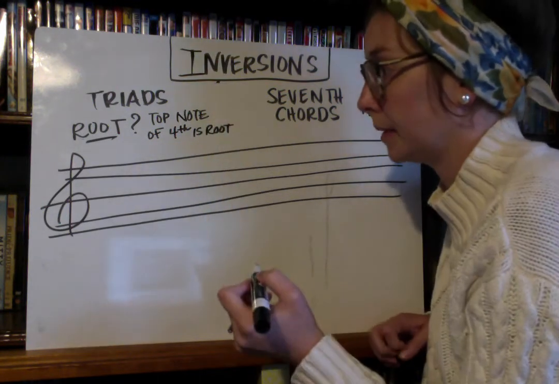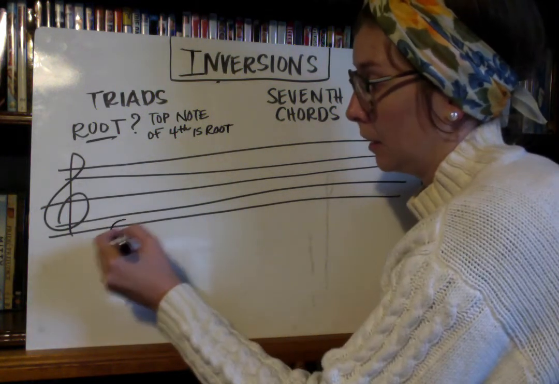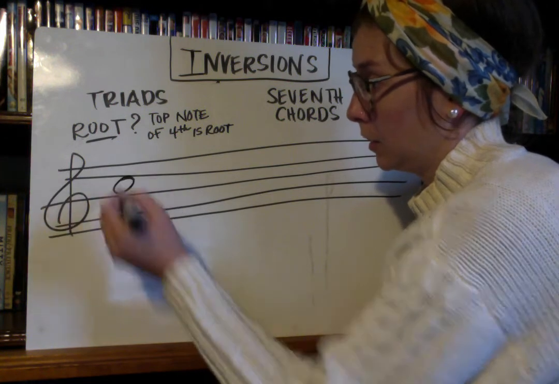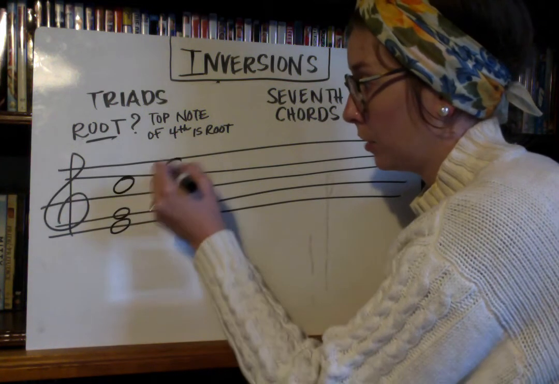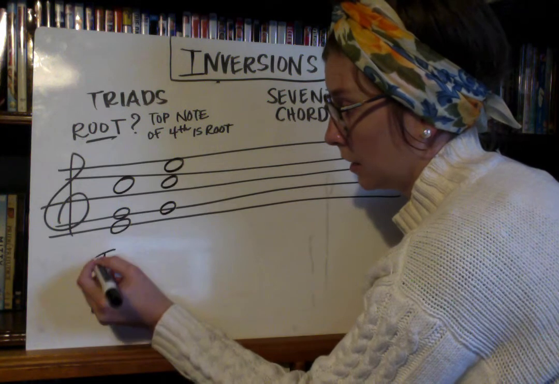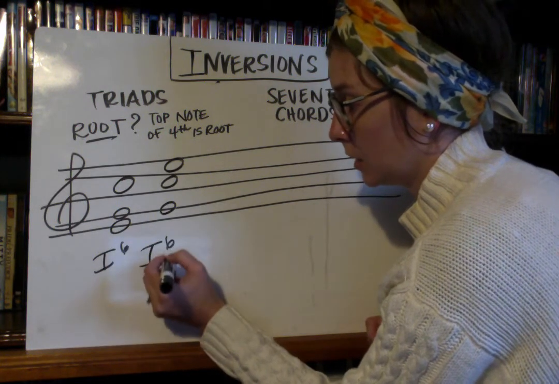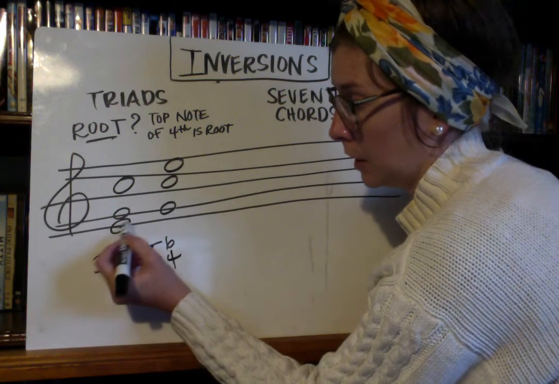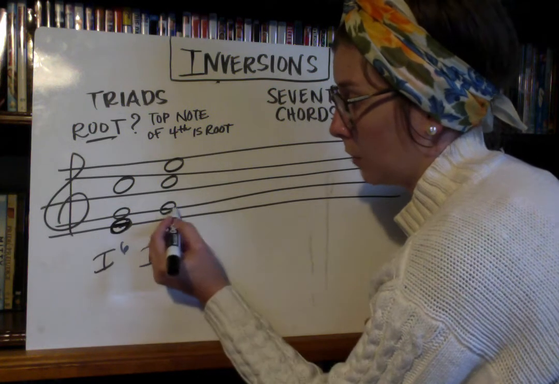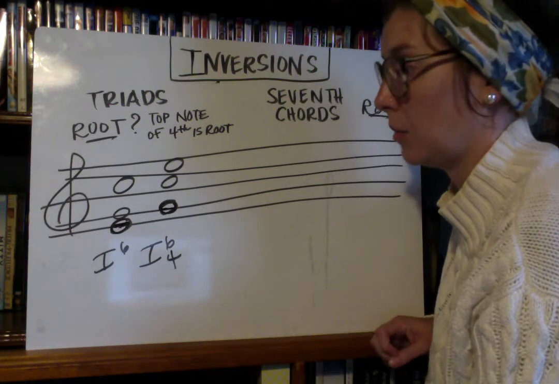Okay, let me show you what I mean. So if I have an inverted C chord, both inversions, okay? Let's say I'm in the key of C, so this is a 1-6, and then this is a 1-6-4, right? My 3rd, E, is in the bass, and then my 5th, G, is in the bass, okay?